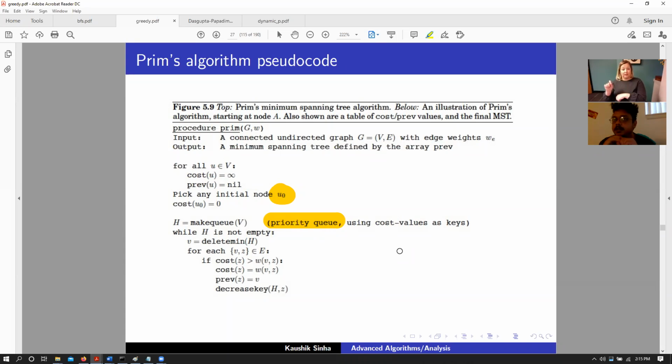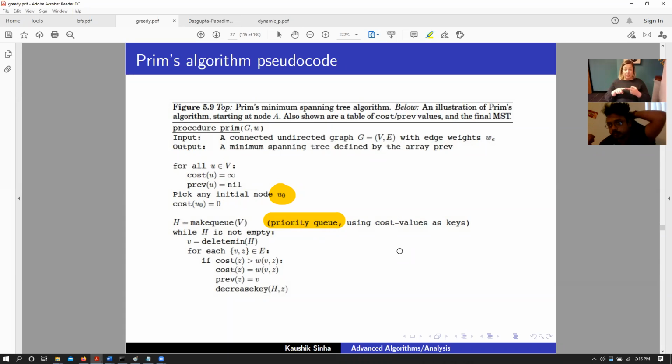This gives us the benefit that we do not have to care about multiple different trees, because we are always maintaining a single tree. And since this is a greedy algorithm, it just picks the edge with the lowest cost every time and incrementally grows the tree until it has seen all the vertices.